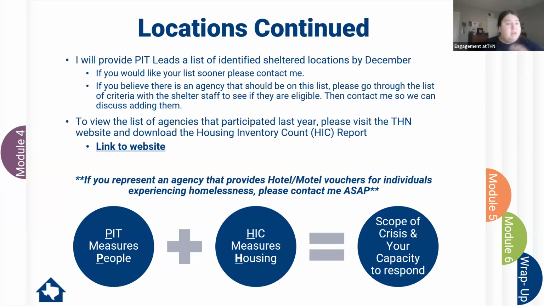So I'm going to shift just a little bit to talk briefly about the housing inventory count. The reason I think it's important to have these counts in the same presentation is because they happen simultaneously and oftentimes are analyzed together. For those that aren't familiar, the housing inventory count, we also call it the HIC, is the annual count of beds and units designated to those experiencing homelessness. It includes both emergency shelter and transitional housing, which are counted for the PIT. However, it also includes rapid rehousing and permanent supportive housing beds. A simple way to remember this is that the PIT measures people and the HIC measures housing. And when we look at them together, it demonstrates the scope of homelessness in your area, as well as our capacity to actually respond to it.